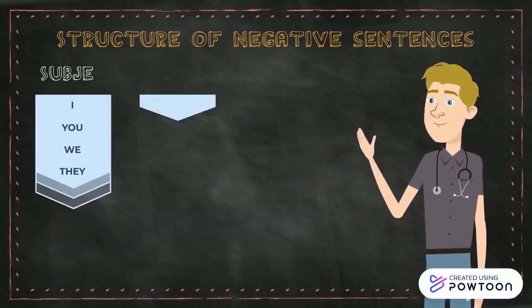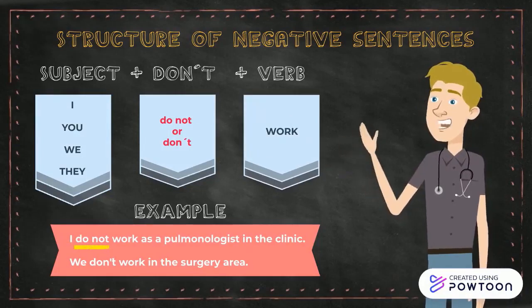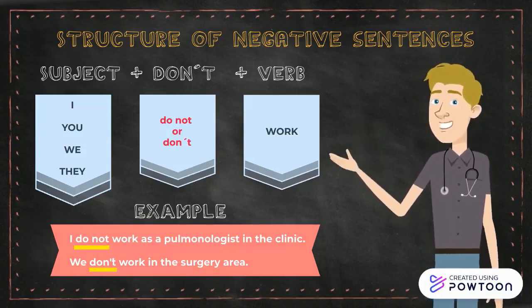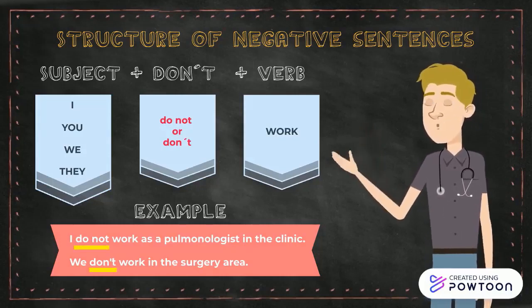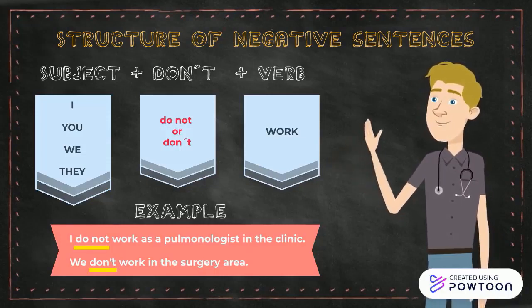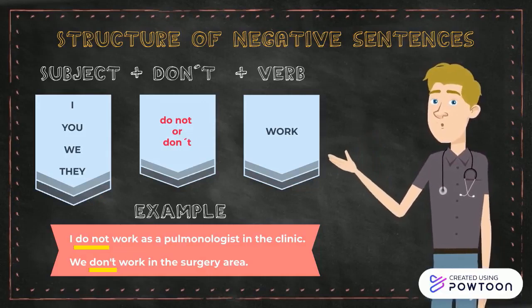Structure of negative sentences in the present simple tense. Subject plus don't plus verb plus object. Subject: I, you, we, they. Verb, example: work. Example of negative sentences in present simple. I do not work as a pulmonologist in the clinic. We don't work in the surgery area.